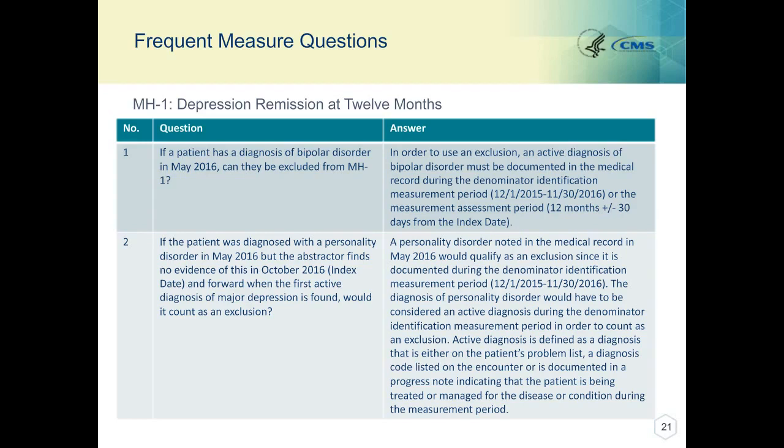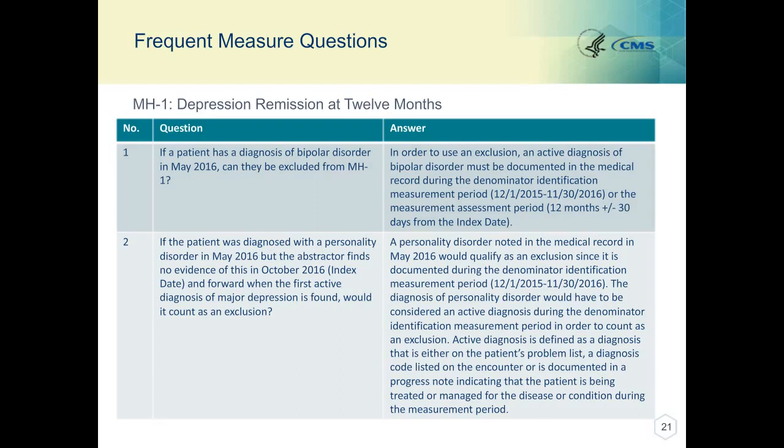And the answer to this question is a personality disorder noted in the medical record in May of 2016 would qualify as an exclusion since it is documented during the denominator identification measurement period. The diagnosis of personality disorder would have to be considered an active diagnosis during the denominator identification measurement period in order to count as a denominator exclusion.